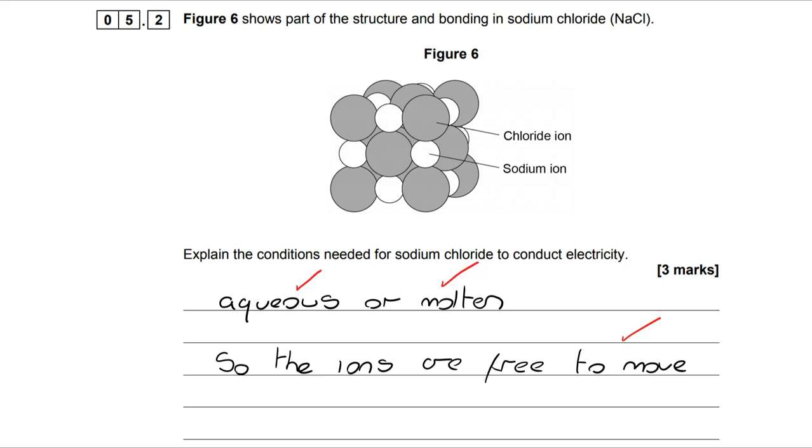Now, it is important to say here that people often get mixed up and talk about electrons, because we talk about electrons flowing in metals. You've got to use the right terminology in the right places.